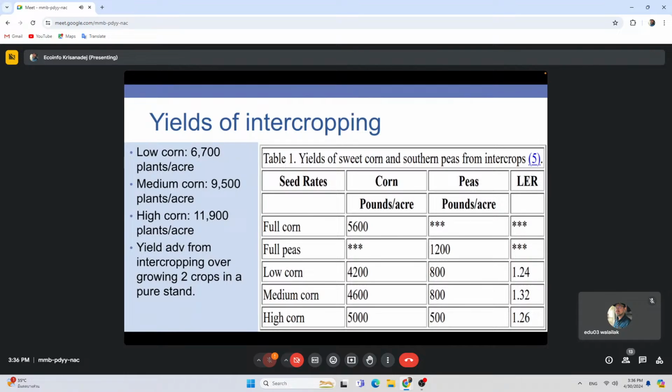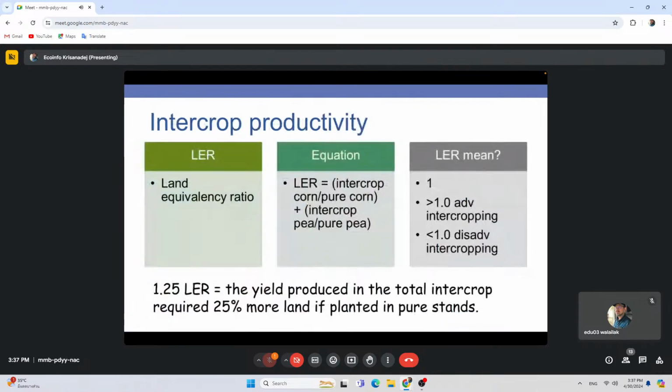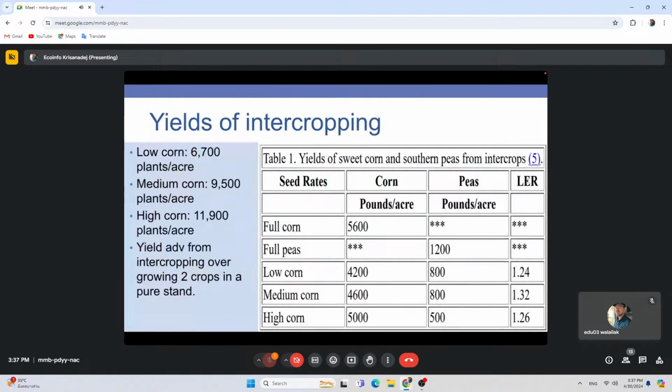They also, with the LER, what is the land equivalency ratio? Going back one slide. Next. So LER is connected with the profit.